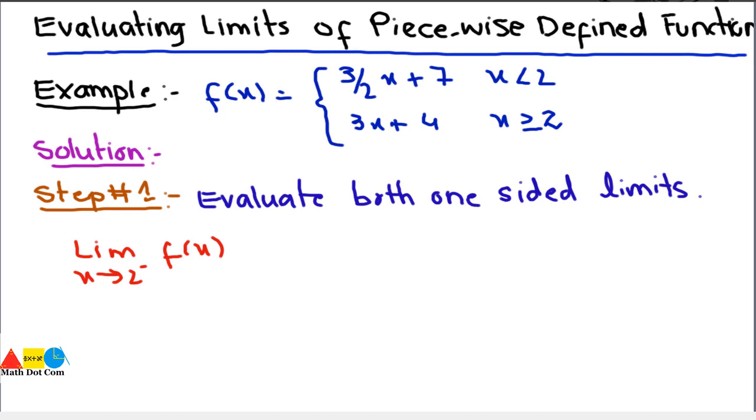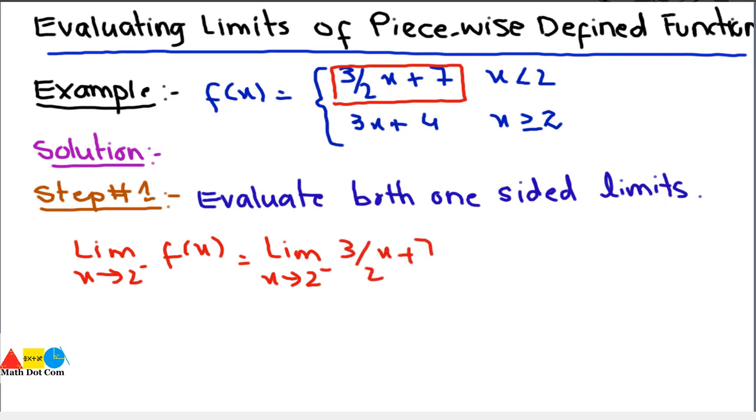So which function will we consider from here? We will consider x less than 2, this function, for the left hand side limit. So I'll write here limit of x approaches 2 negative, that is less than 2. I have to take the function that is 3 by 2 of x plus 7, that is equal to, I have to put the value of x as 2. So 3 by 2 multiplied by 2 plus 7. The 2s will be cancelled out. 3 plus 7 is 10. This was the left hand limit.